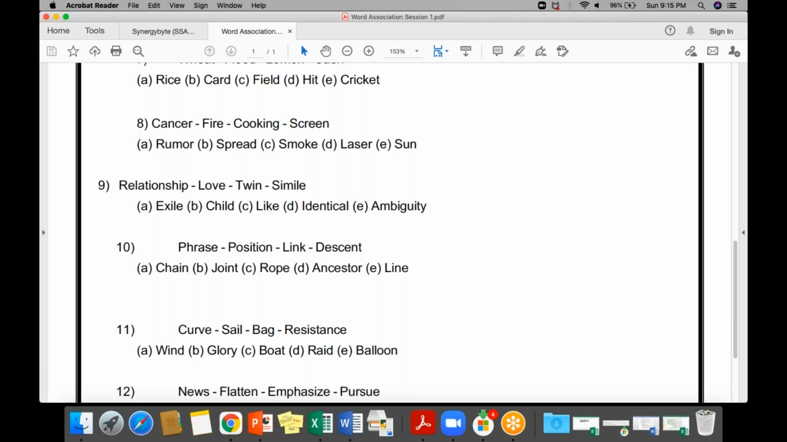Can I reject the word glory? Can I reject the word rate? Can I reject the word balloon? Can I reject these three? And we can only compare boat and wind? Okay. How is wind related to curve?